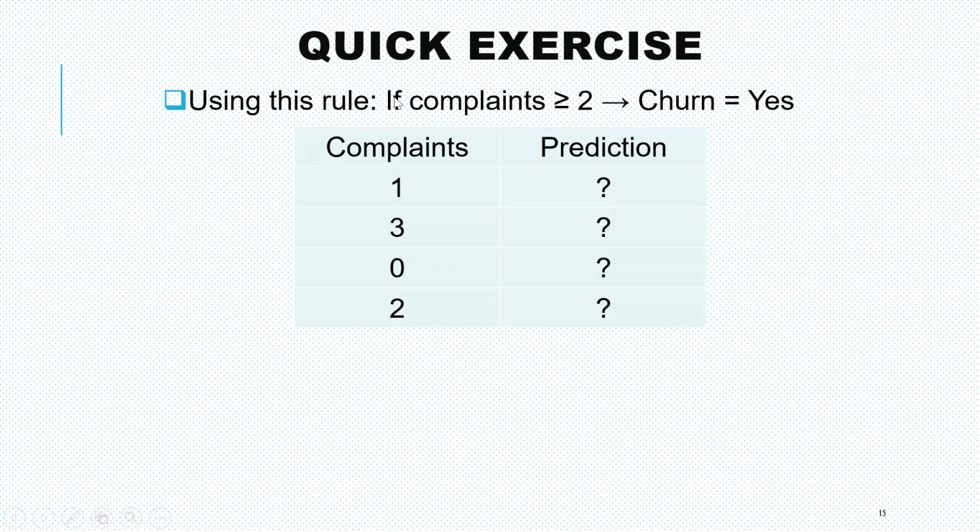So using this rule, if complaint is greater than or equal to 2, it predicts churn as what? Yes. So let's do the prediction. The first one, complaint, what will be the answer? No churn. Pardon? No. 3. Yes. 0. No. 2. Yes.